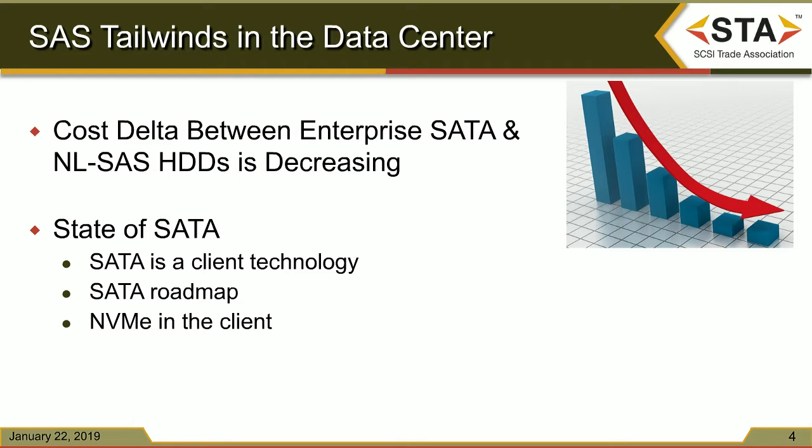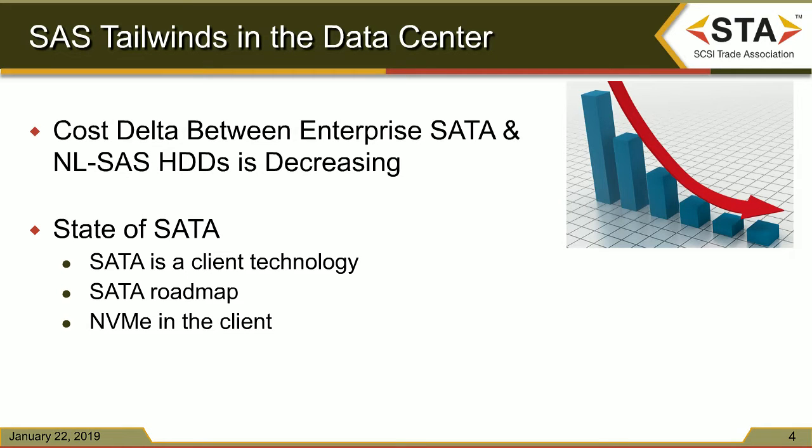The second tailwind that I wanted to talk about revolves around the state of SATA in general. Let's remember that SATA was originally defined as a client technology and does have feature function deficiencies relative to the enterprise or the data center. Some quick examples that come to mind are queue depth limitations. SATA has a limit of 32, while SAS has an architectural limit of 64K, while the typical deployments are down in the 256, 512 range. SATA does not have the notion of multiple LUNs, and this could become important in future HDD technologies.